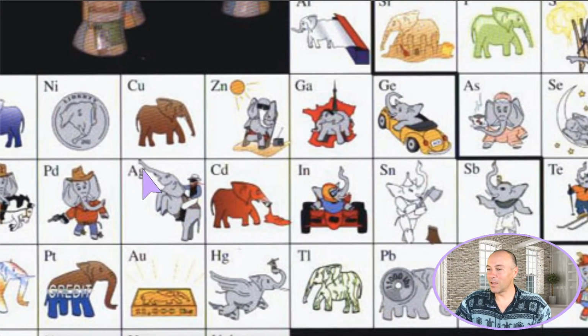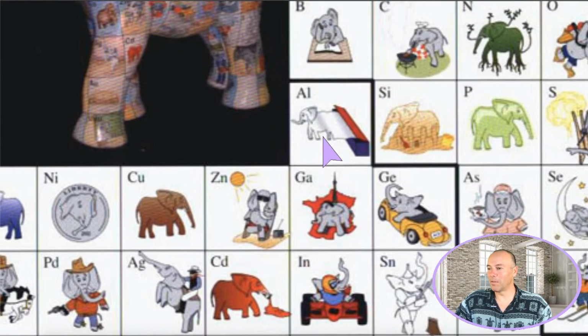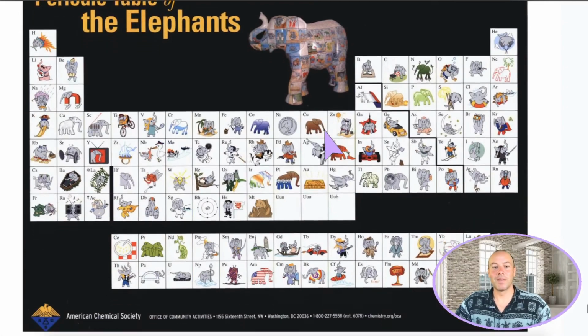Silver, Ag is silver, so you have that Lone Ranger riding his elephant. Remember the Lone Ranger? It's this character, old TV show, rode on a horse named Silver. Aluminum is an aluminum foil elephant. Okay, I can keep going on that one. So check it out.